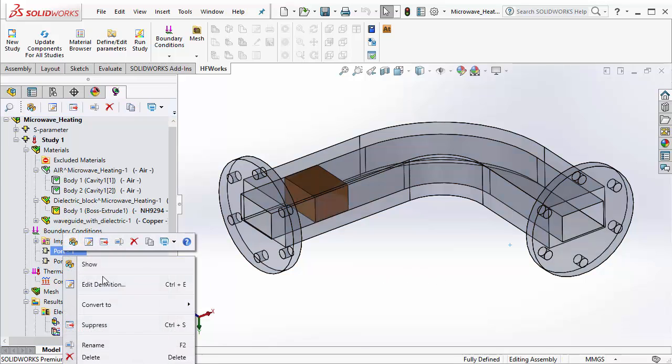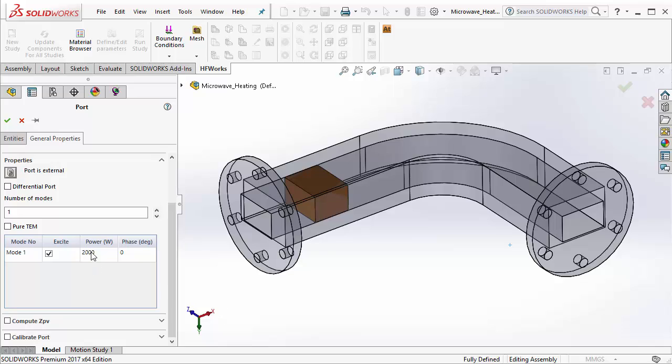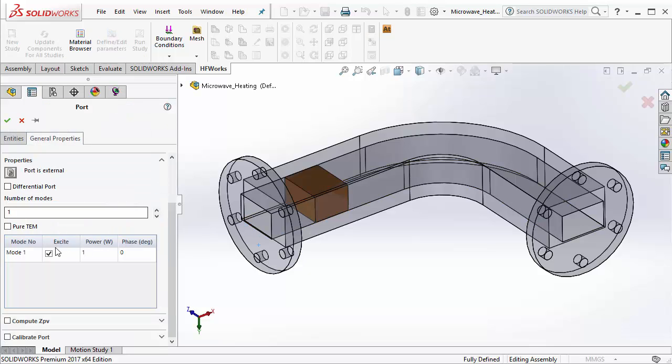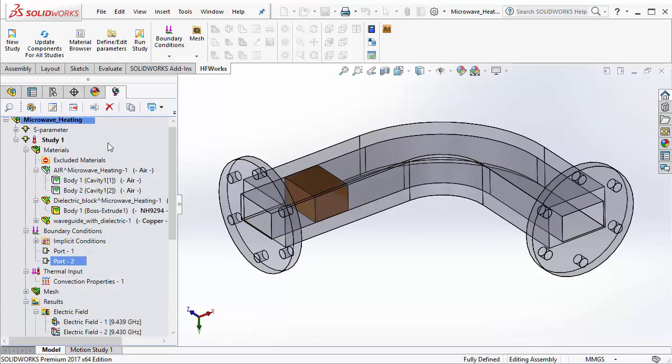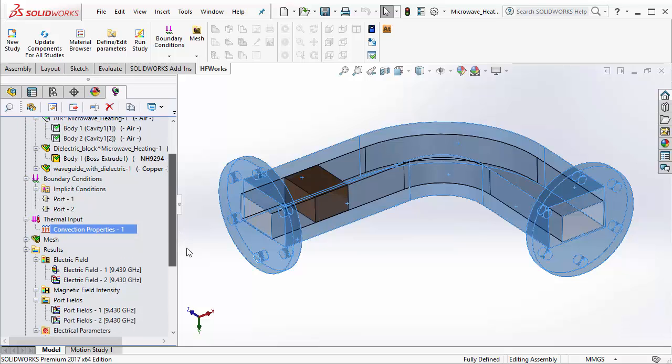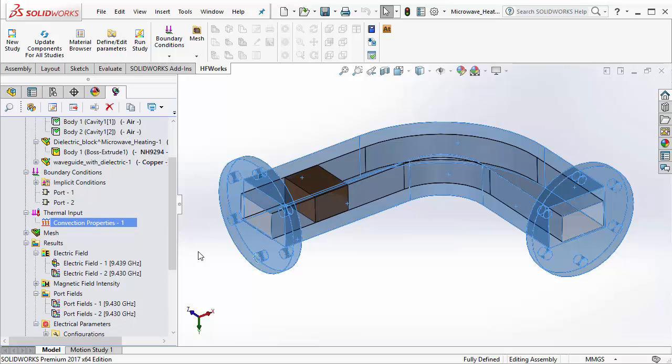The ports are specified as before. When you define a port, you set the excitation. Now the microwave has 2000 watts, or 2 kilowatts, of power injected in the port. And then port 2 is the other port where the signal comes out. Now we specify a convection boundary condition to all the outer faces of the copper, and then we do a simulation. I've already done the simulation, and we can jump right into the results.